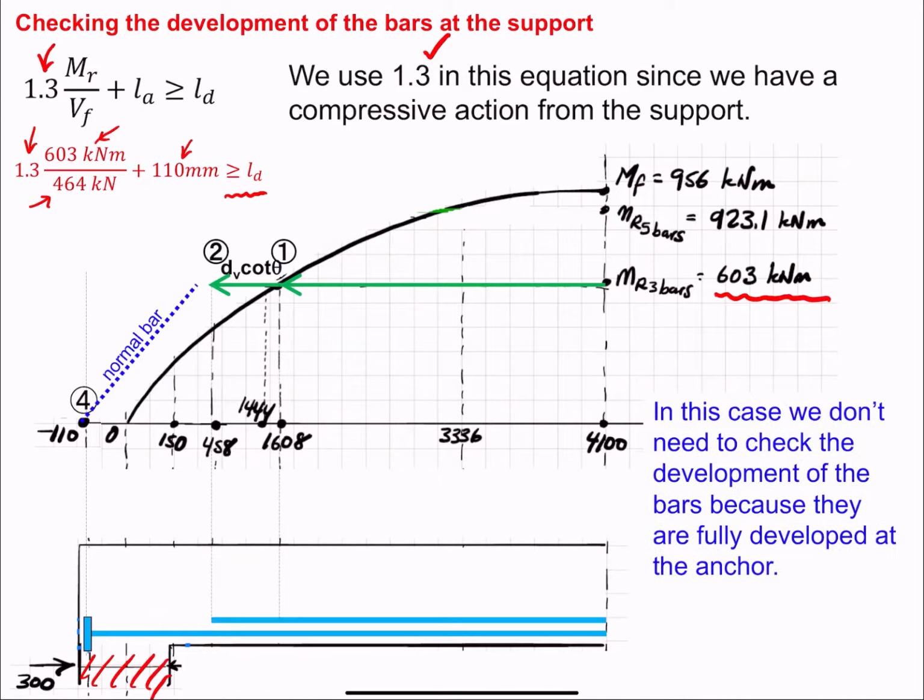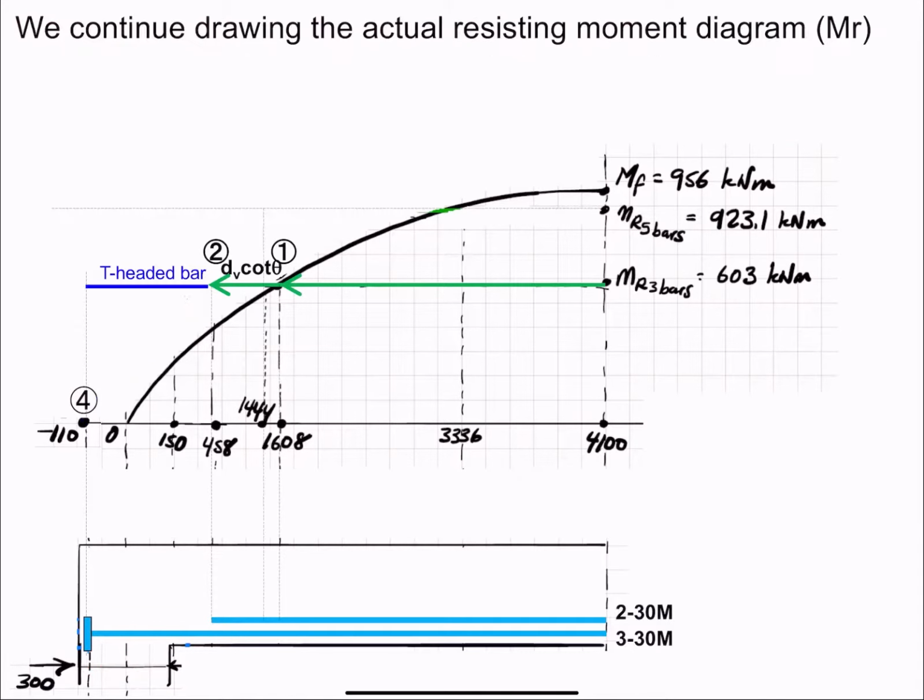But in this case, we don't need to check the development using that equation, because our bars develop the full moment right at the beginning, right where the anchor is. So we start at 603 right here because of our headed bar. Good.